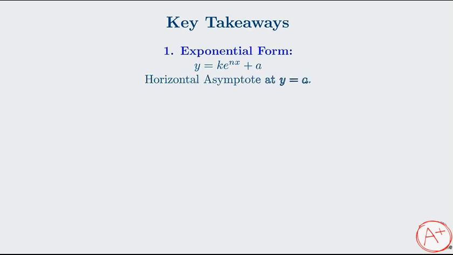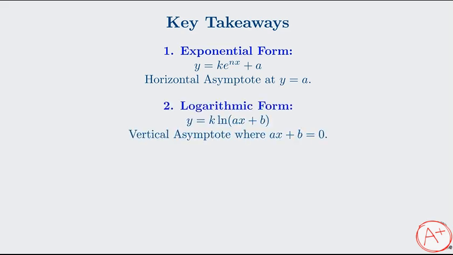To summarize our lesson on logarithmic and exponential functions, first, remember that exponential functions have horizontal asymptotes defined by the vertical shift in their general equation. Second, logarithmic functions have vertical asymptotes that occur where the argument of the log is 0. The function only exists where this argument is positive.